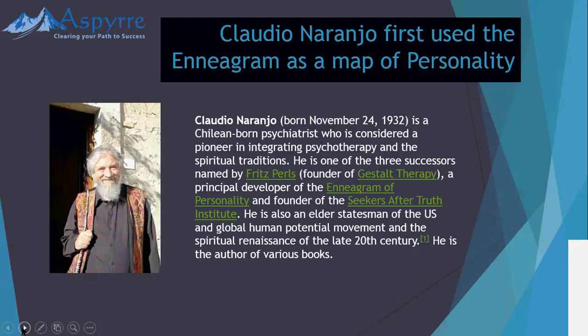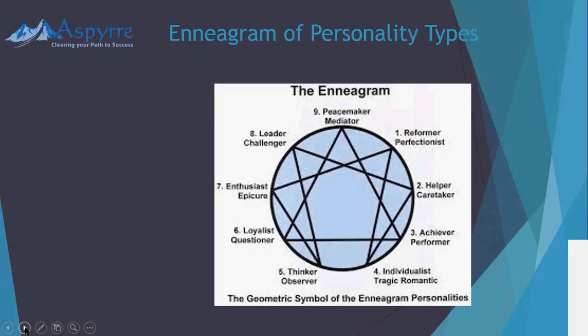So Claudio actually used the Enneagram for spiritual growth, but because he had this knowledge in personality theory and psychology, he began to map those theories onto the Enneagram. And so what he did was create what we call the Enneagram of personality types. So the Enneagram itself could be used for other things.